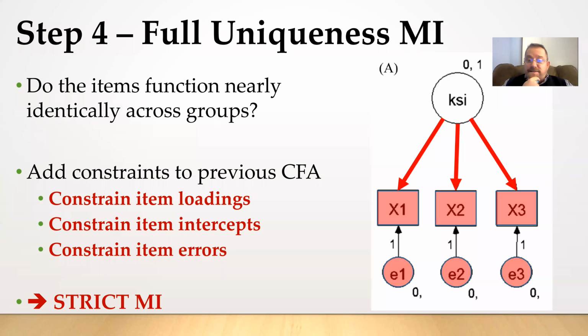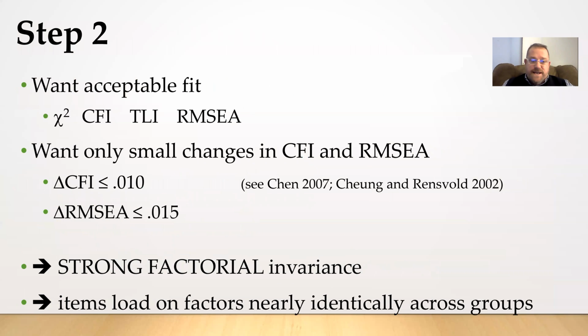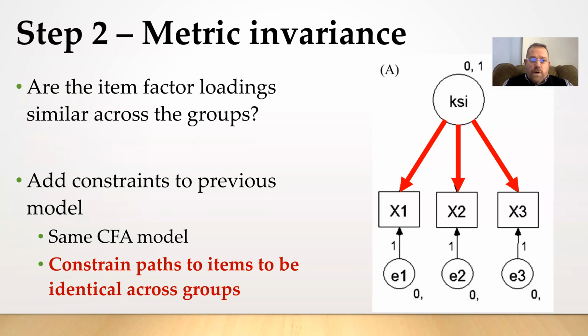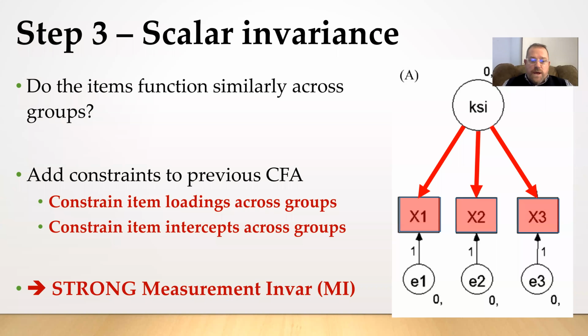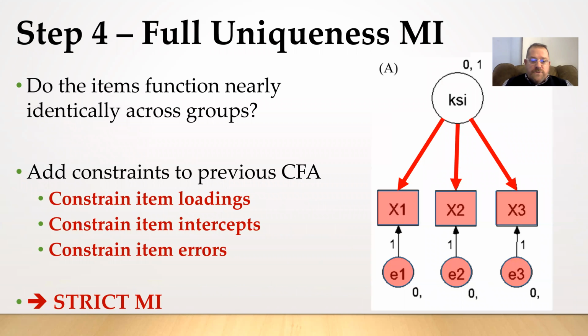Finally, full uniqueness invariance. So, oh, and by the way, this is all, as you can see, we started with step 1, we introduced constraints in step 2, we introduced more constraints in step 3. We're introducing the maximum amount of constraints in step 4. If at any point you start failing to show invariance, it doesn't make sense to do the increasingly stringent test, because if you fail at step 3, you will also fail at step 4.